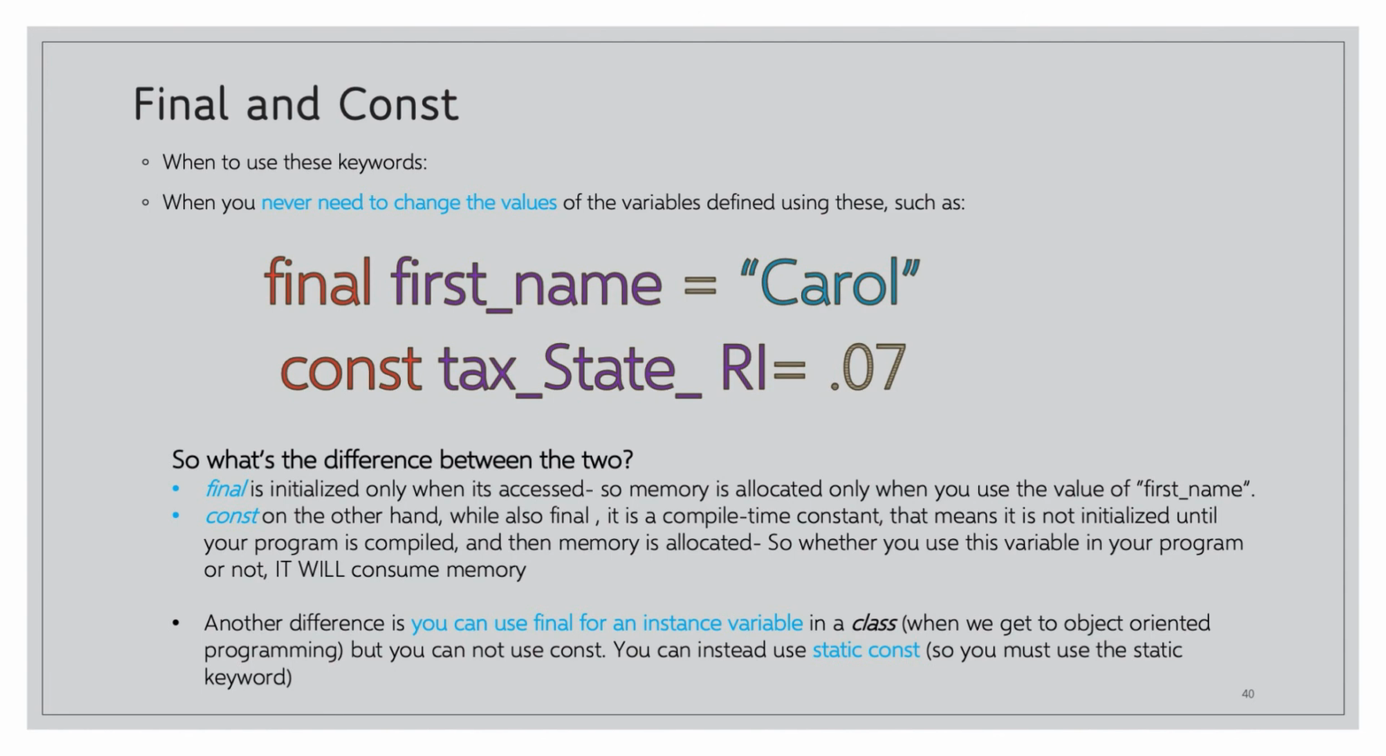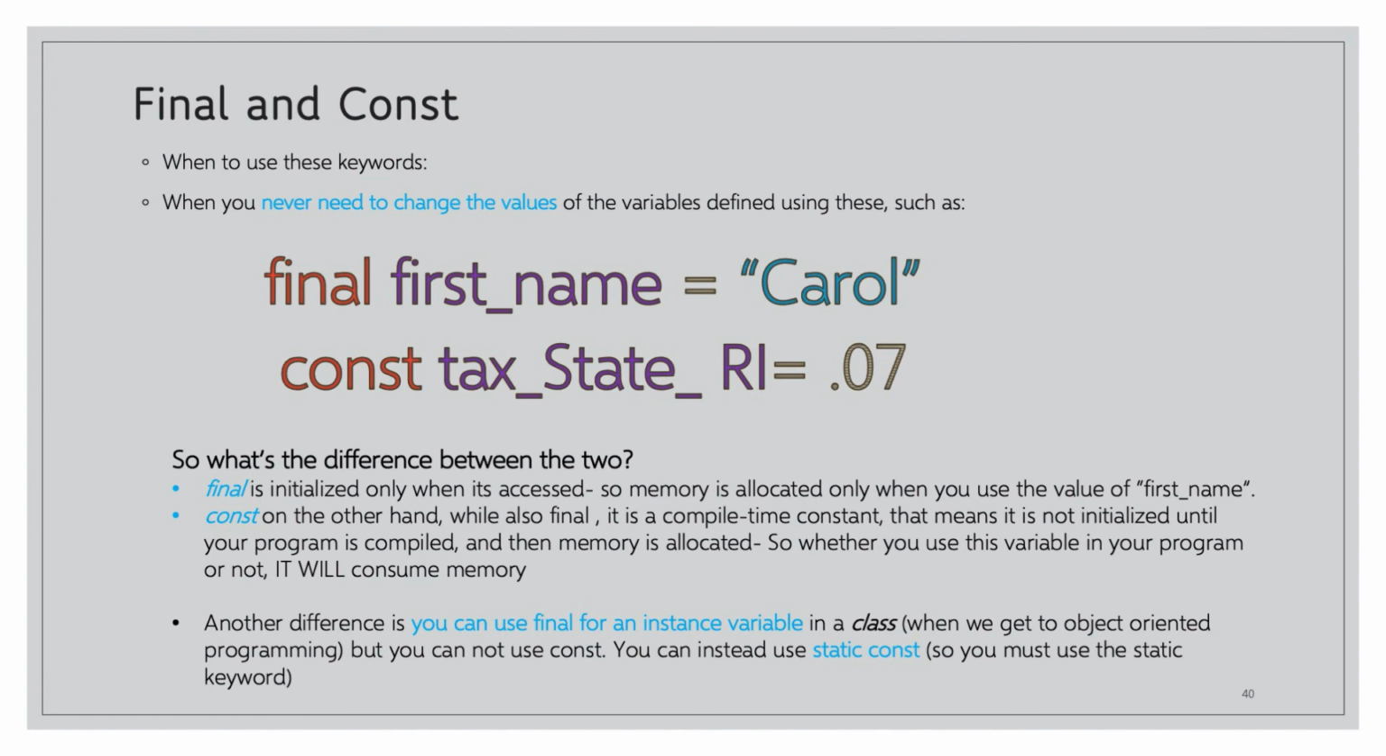Okay. Final is initialized only when it's accessed. So memory is allocated only when you use the value of first name. Const, on the other hand, while also being final, is a compile time constant. That means it's not initialized until your program is compiled and then memory is allocated. So whether you use this variable in your program or not, it will consume memory.